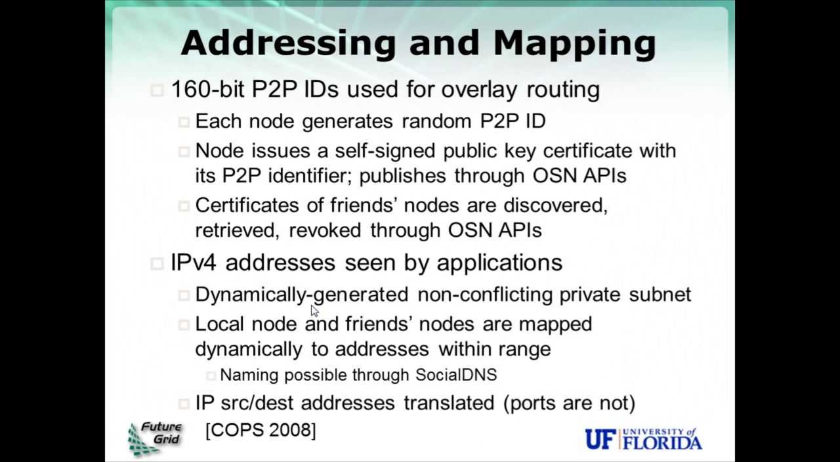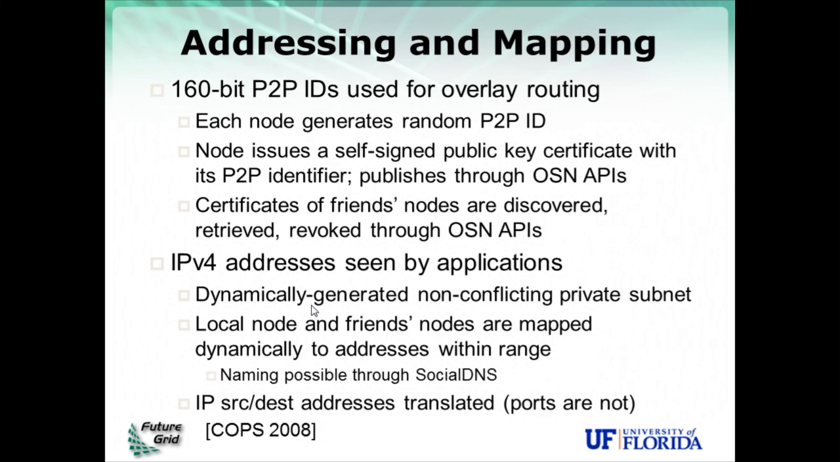So the way SocialVPN deals with this problem is we have the peer-to-peer identifiers, as we saw earlier, and then each node in the SocialVPN issues a self-signed public certificate with that identifier, and that's published through the online social network. And you discover and exchange these certificates through the online social network APIs, for example, XMPP.